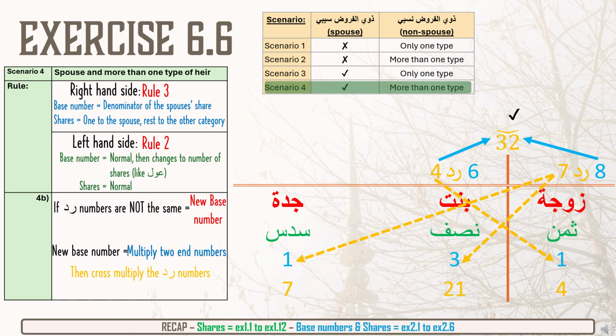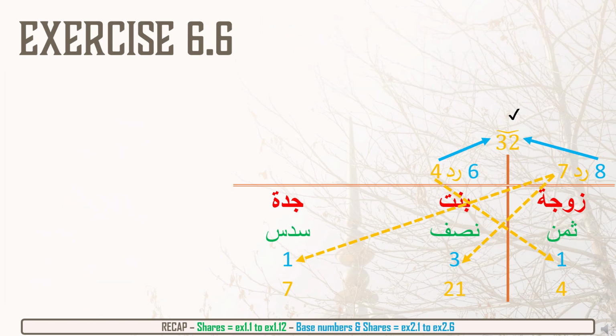Okay, and I'll summarize it now. So the base number will now be 32. The wife will get 4 shares out of 32, which calculates to an eighth anyway. Perfect. Remember, the wife shouldn't get any extra, so she will get an eighth, which is 4 out of 32.